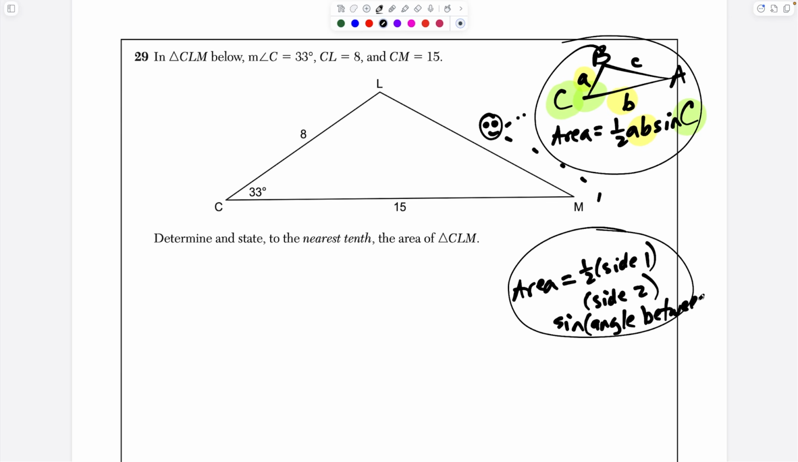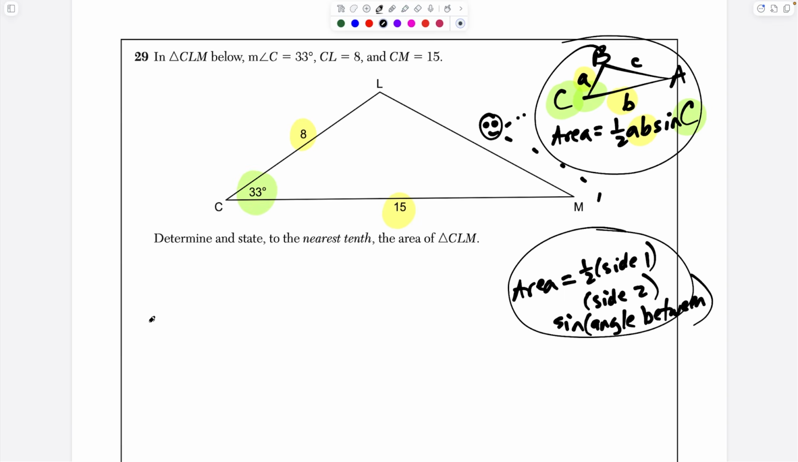So this is just another way I like to think of this formula. It's 1/2, and I multiply side 1 and side 2, and then sine of the angle between those two sides. Notice that the 33-degree angle over here is between these two sides. So over here, we have a side that's 8 units long, a side that's 15 units long, and the angle between them is 33 degrees.